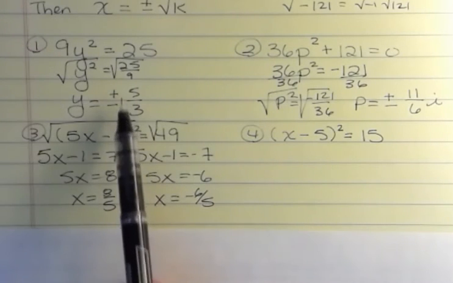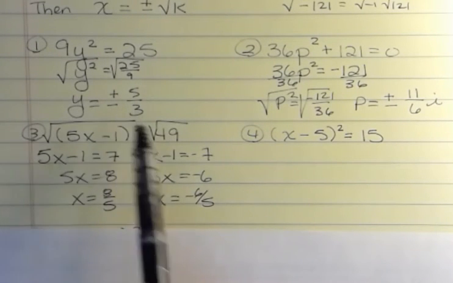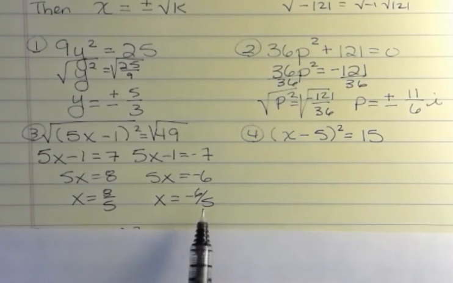Notice that I had plus or minus 5/3 up here. Down here I have just two different numbers, two different answers. So we have to solve it out. We can't just say, oh, I got 5/3, so the other answer is going to be negative 5/3. I have to work through and see if that's true.